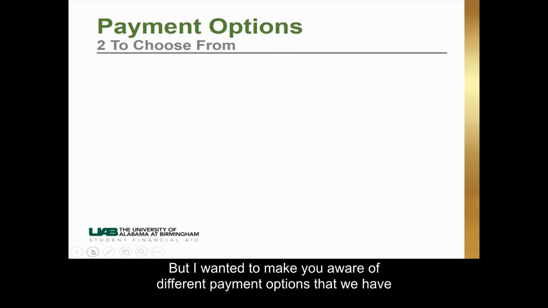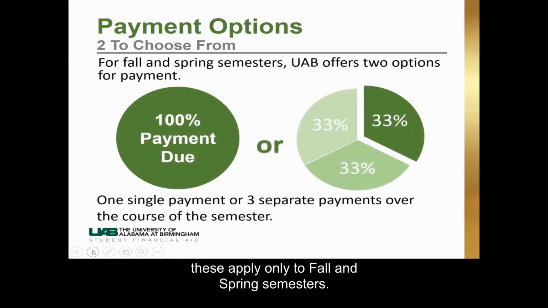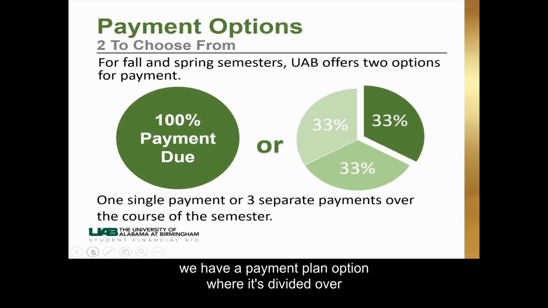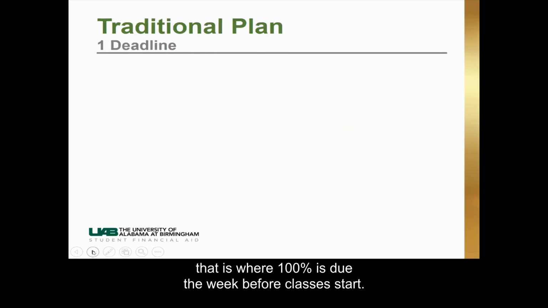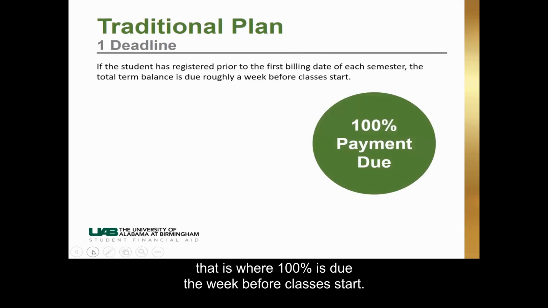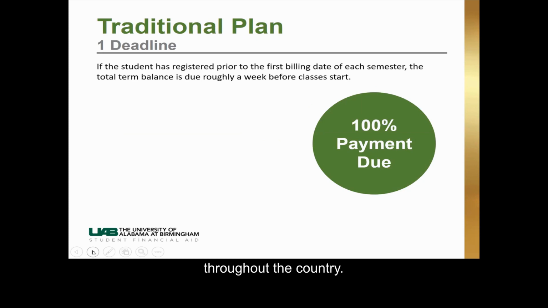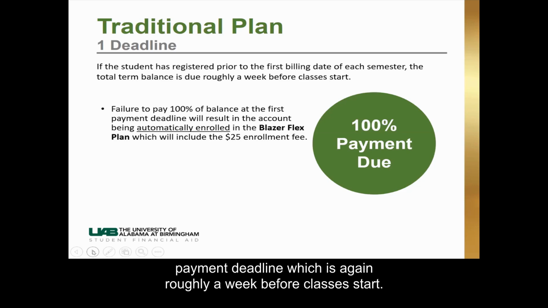I wanted to make you all aware of different payment options that we have here at UAB. We have two that you can choose from, and these apply only to fall and spring semesters. We have a traditional payment plan, which means 100% would be due, or we have a payment plan option where it's divided over 3 separate dates throughout the semester. The first one is the traditional plan, and that is where 100% is due the week before classes start. We call it traditional because it's very common amongst other universities throughout the country. So you would pay 100% at the first payment deadline, which again is roughly a week before classes start.